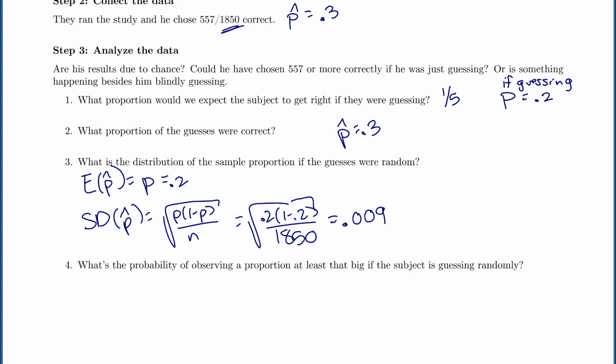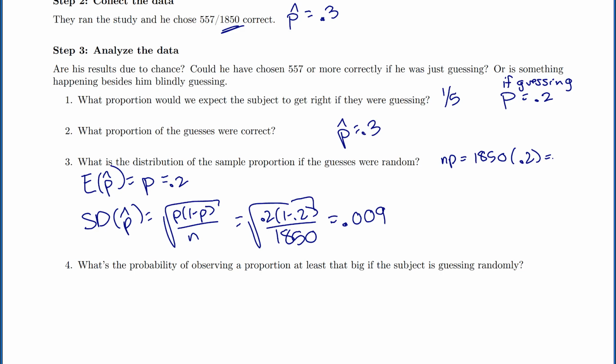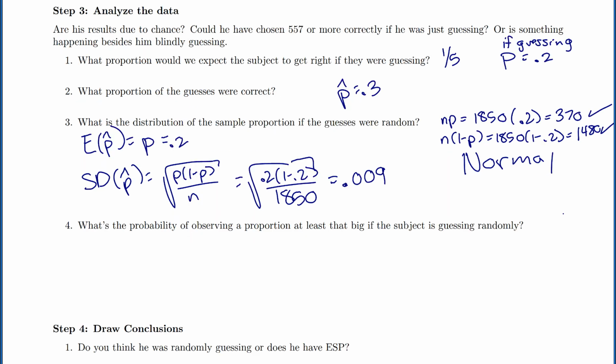And we should see what the shape is. Would it be normal? Let's check n times p. 1850 times p of 0.2 gives me 370, something much bigger than 10. And if I do n times 1 minus p, that's 1850 times 1 minus 0.2, so 1480. Both of those are bigger than 10, so it's normal. So we know the shape, we know the center, we know the spread, that's our distribution.